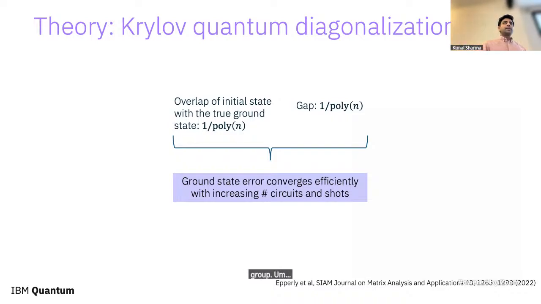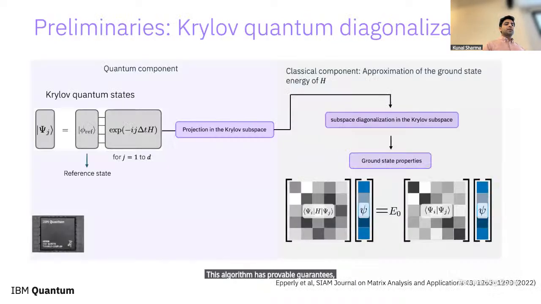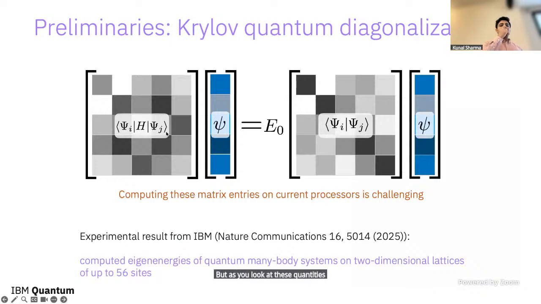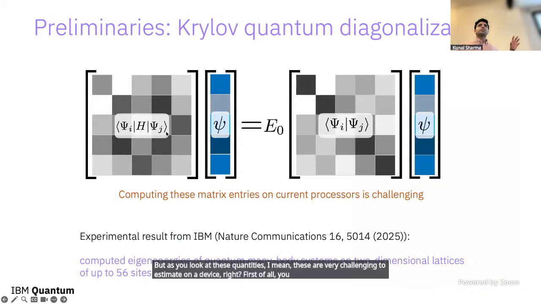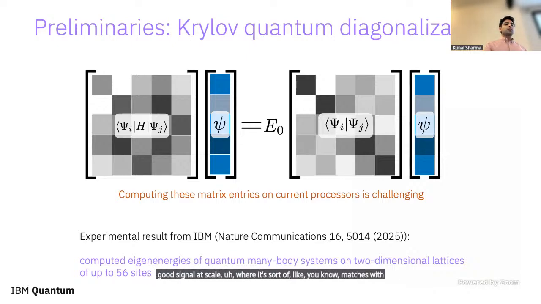And I think two years ago, we were trying to implement this approach first. We were like, okay, this algorithm has provable guarantees. It mostly requires just doing time evolution circuits. Maybe it's good to do on device. But as you look at these quantities, these are very challenging to estimate on the device, right? First of all, you have to prepare these two different states. You need to project H, so you have to look at these overlaps for each of the Paulis in H. And then you have to do error mitigation on top. So it was really difficult to get good signal at scale, where it matches the state of the art or maybe you hope to beat classical methods.